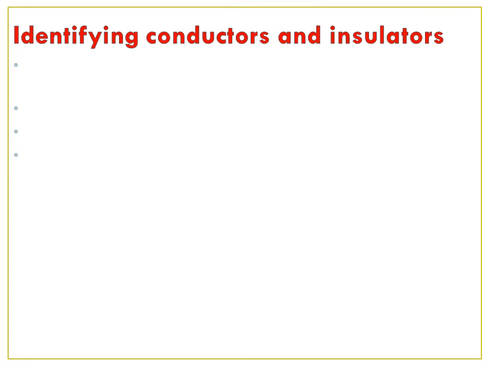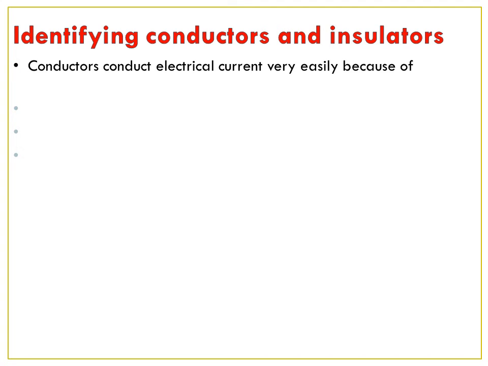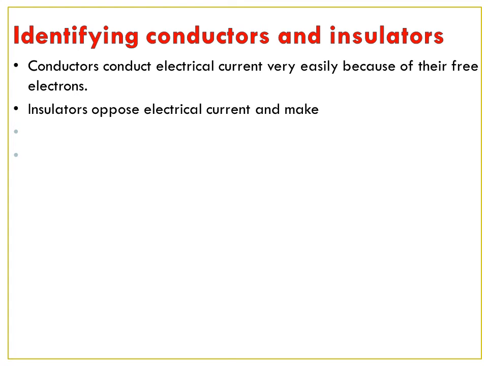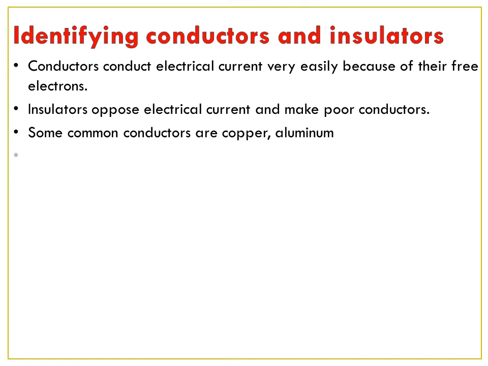Identifying the conductors and insulators. How do we identify them? Conductors conduct electricity very easily because of their free electrons. Got it? Whereas insulators oppose electric current and make poor conductors. Some common conductors are copper, aluminium, gold and silver, whereas some common insulators are glass, air, plastic, rubber and wood.